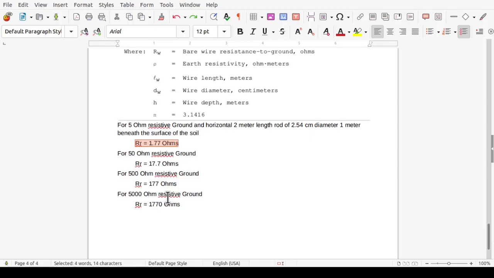This is not ohm meters, this is ohms. When current goes into that lead, you can expect it to elevate in potential through good old Ohm's law. If it was for a 50 ohm resistive ground, well, we see 17 ohms of that. For a 500 ohm, we see 177 of that 500 resistivity ground. And likewise, for 5,000 ohms, we see 1,770 ohms.